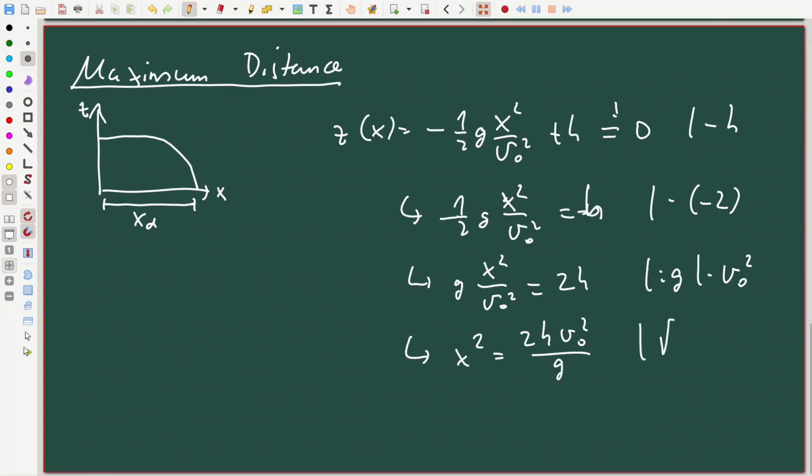And then the only thing we have to do is calculate the square root, and this then results in x, in principle plus minus, but again we can reject the negative value. It leads to an unphysical value, so we can write directly xd equals the square root of 2 times h divided by g, times v0. This is then our equation for the maximum distance. So again, this is a very important formula, and I would like to highlight that once more.